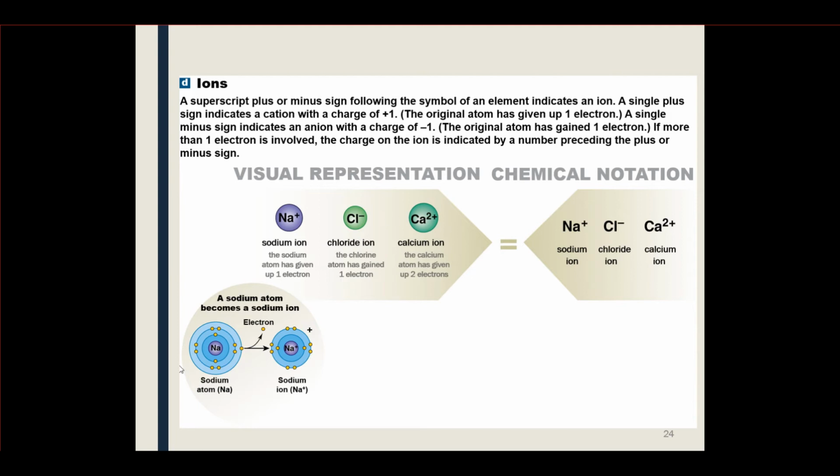Calcium, same thing. We're not going to draw it out now, but calcium, in order for it to become stable, guess how many electrons it lost? It lost 2. So that means it has two more protons than electrons, and that's why it has a positive charge. So typically you're going to see calcium written as a plus 2.